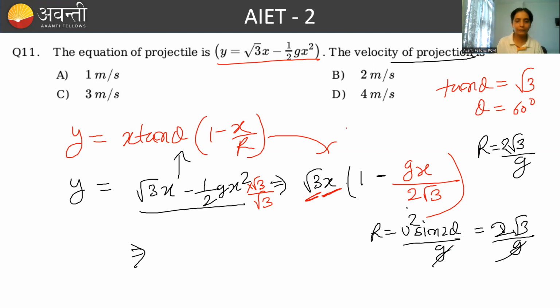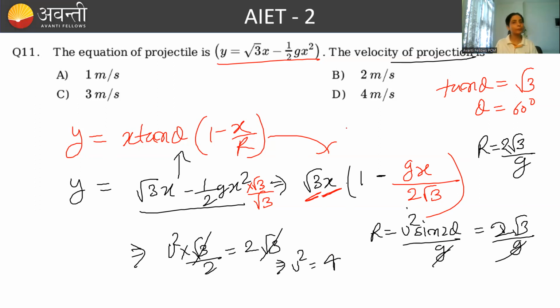Now you just write things over here. तो अगर आप यहाँ पे लिखोगे u square sin 2 theta, sin 120 का वैल्यू कितना होता है? Root 3 by 2. And that is equal to 2 root 3. Root 3 will get cancelled and u square will become 4. So u will become 2 meter per second. So the answer is this. So easily we got the answer by using this equation.